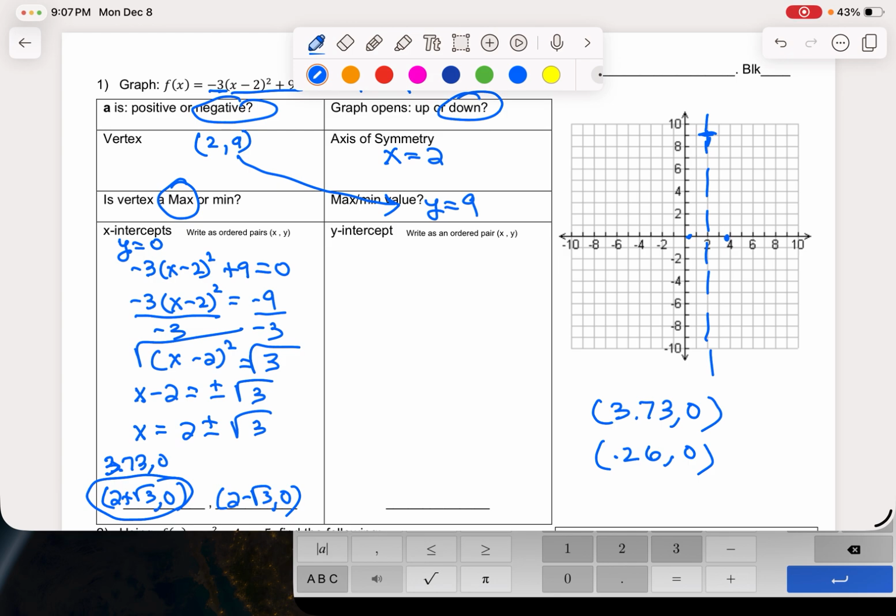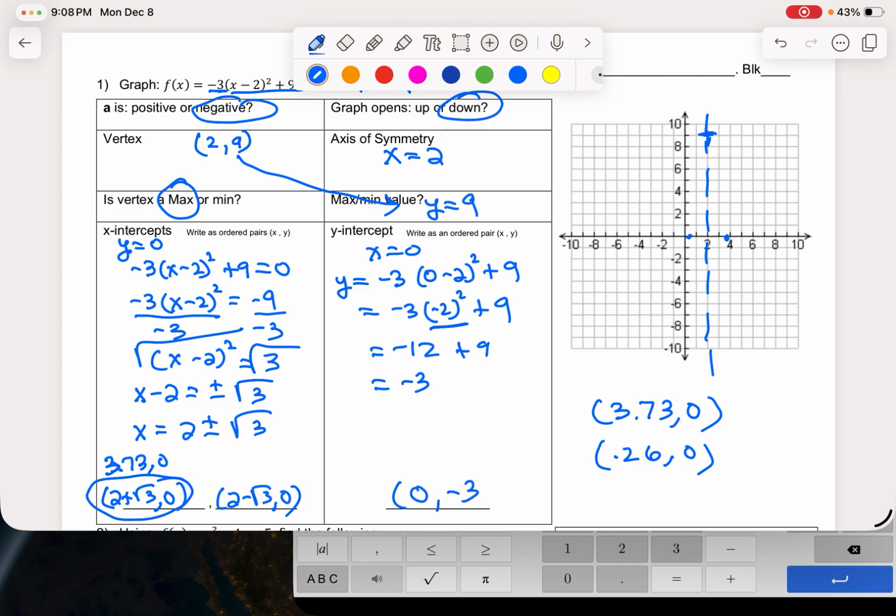Y-intercept, that's when x is 0. So I'm just going to plug in and find y when x is 0. That's negative 3 times (0 minus 2) squared plus 9. So it's negative 3 times negative 2 squared plus 9. I square first, so that's 4. Times negative 3 gives me negative 12, plus 9 is negative 3. So that's (0, negative 3).